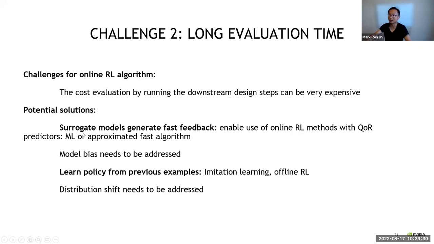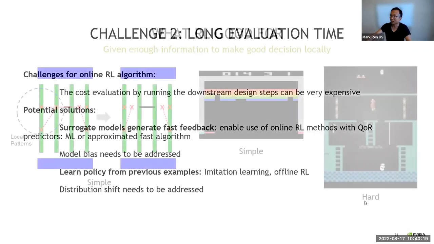So a couple of methods. One is you can use surrogate models to generate fast feedback. Surrogate model means that instead of actually running the tool to analyze and get the reward, you create a model to predict the reward. This is one method that people commonly use. The second one is, instead of doing online training, you can take offline data with some examples and learn the offline policy. It's called offline reinforcement learning, or imitation learning. So there are ways to go around this challenge, but I think these two challenges are very big ones.